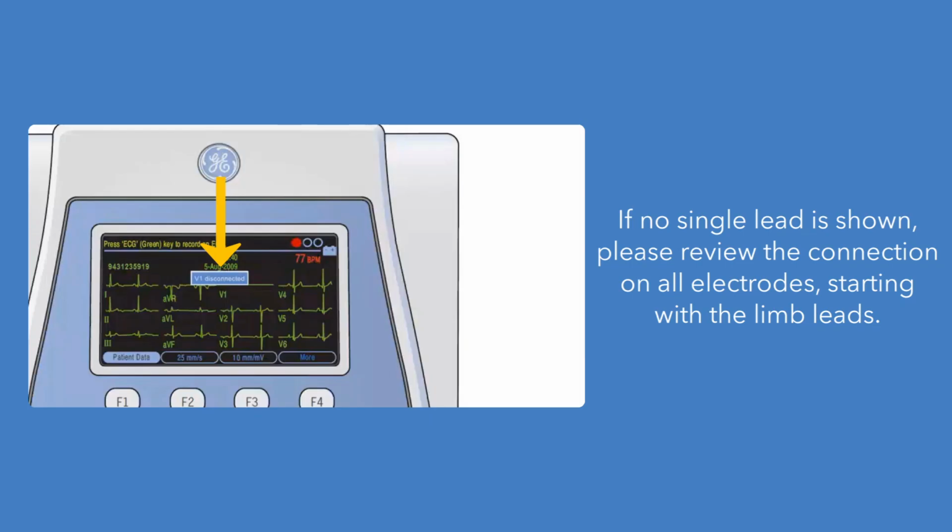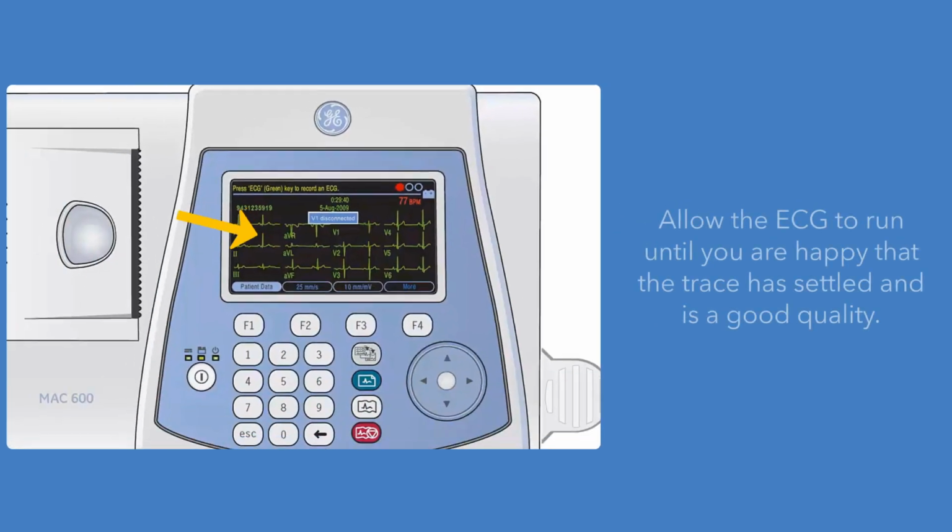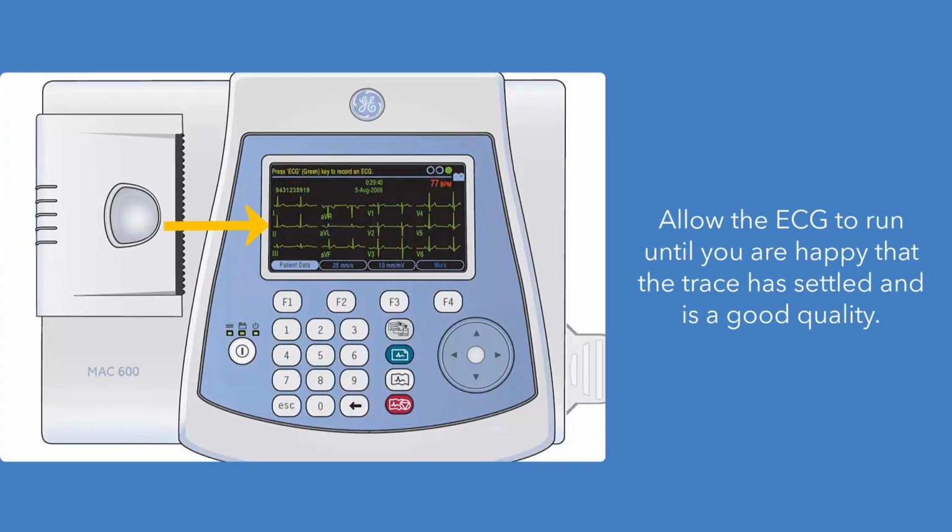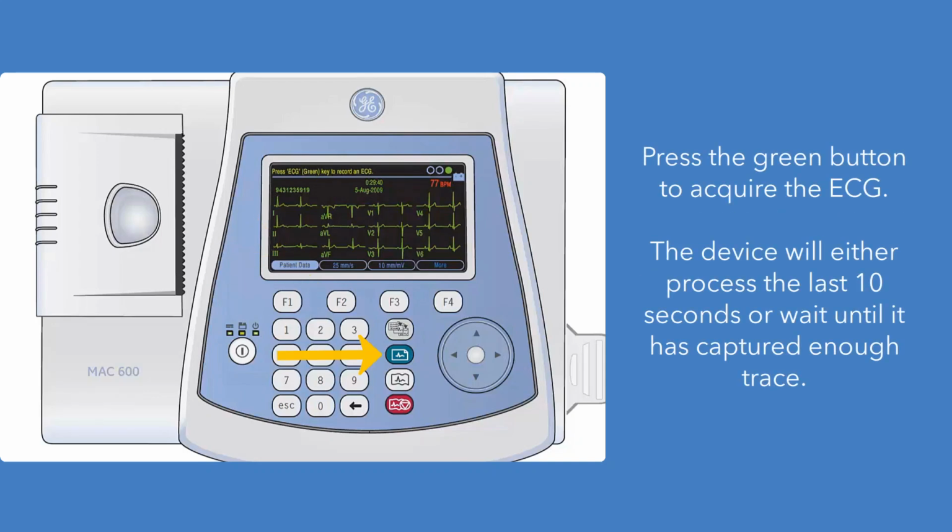If no single lead is shown, please review the connection on all electrodes, starting with the limb leads. Allow the ECG to run until you are happy that the trace has settled and is a good quality. Press the green button to acquire the ECG. The device will either process the last 10 seconds or wait until it has captured enough trace.